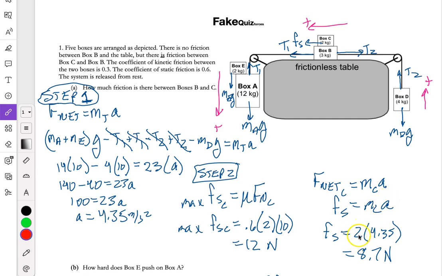And so now I just plug in 2 times 4.35, and I see that it's only 8.7 when the system is moving. Because this is less than the maximum static friction before it turns into kinetic, I know that that friction is static, and it's only 8.7. Remember, 12 is just the maximum friction, and they want to know how much friction there is with the acceleration of 4.35. So that's what you see here.